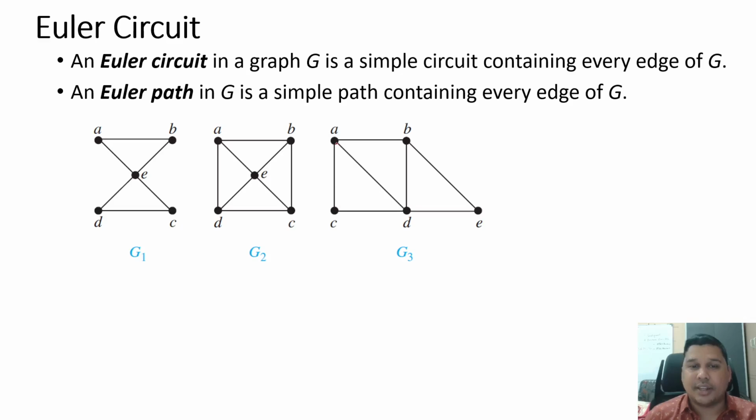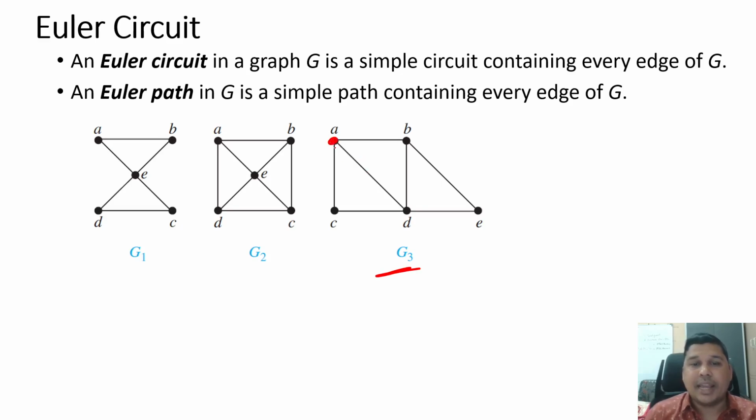Let's take this G3. If I start from A, maybe I will go to B, then to C, then to D, then I can come to C, I can come to A, I can come to D and come back to B. See here, I will repeat once again. See, this G3 has a Euler path. My goal is to visit all the edges.